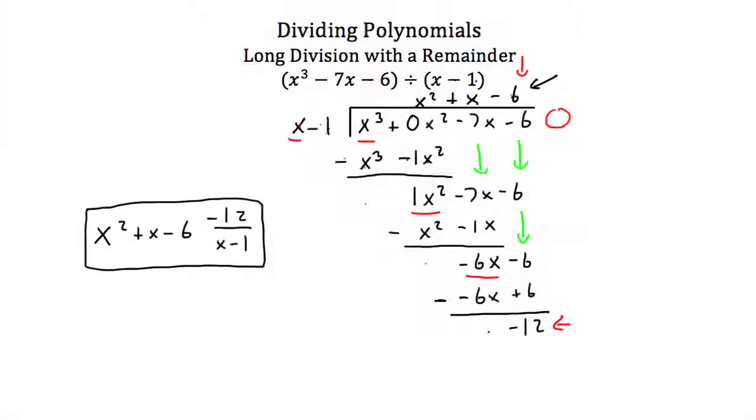So when you run out of terms to bring down and you hit your constant term in your solution, if you have a number down here that's not 0, that means you have a remainder. And your remainder is always written over whatever you're dividing by. And that completes the tutorial on dividing polynomials.